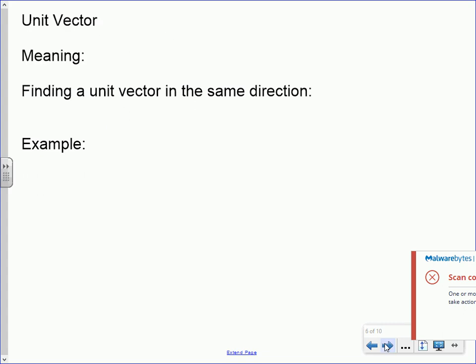Unit vector. This is something that trips people up a lot because they just don't remember how to get there. So I will remind you. First of all, what does a unit vector mean? A unit vector means we have magnitude of 1. If I give you a vector and I say find a unit vector in the same direction, that's when we take 1 over the magnitude and we multiply it by the vector.